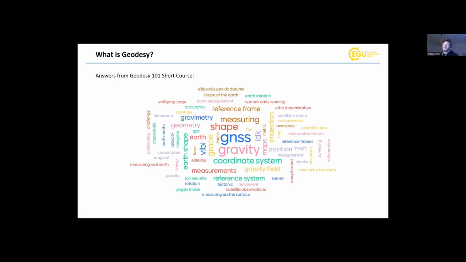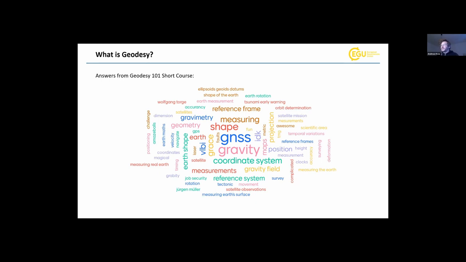We asked this question actually at this year's General Assembly in the Geodesy 101 short course that we held, and we got quite a variety of answers, starting from very technical ones like coordinate system, satellite observations, gravimetry, but also some more general and a little bit more fun ones like job security, and a lot of applications like faults, tsunami early warning, and so on.